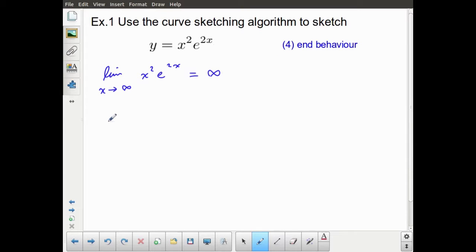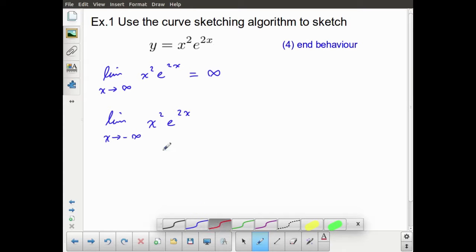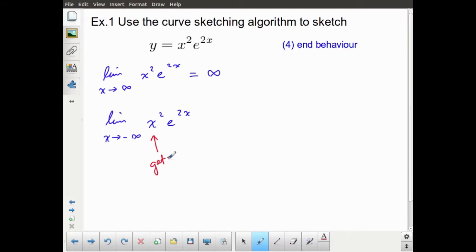And then the other end behavior we have to look at is the limit as x approaches negative infinity. This one's a little bit more subtle. And the reason, and I'm going to do a little bit of a side note here. So x squared gets really big.